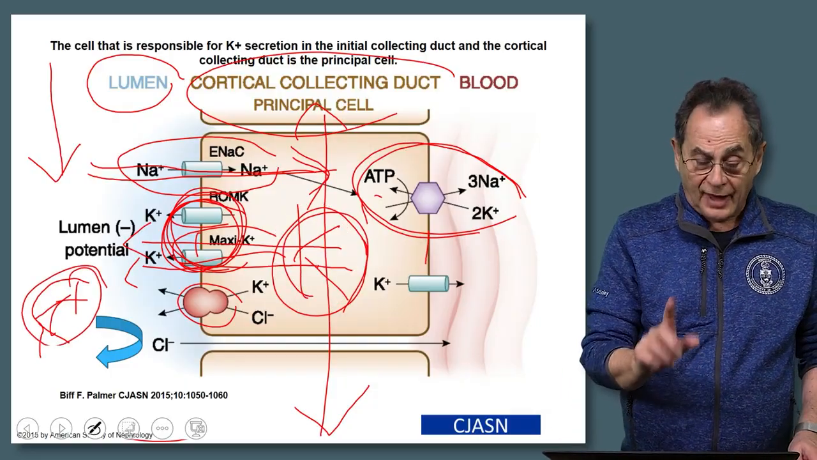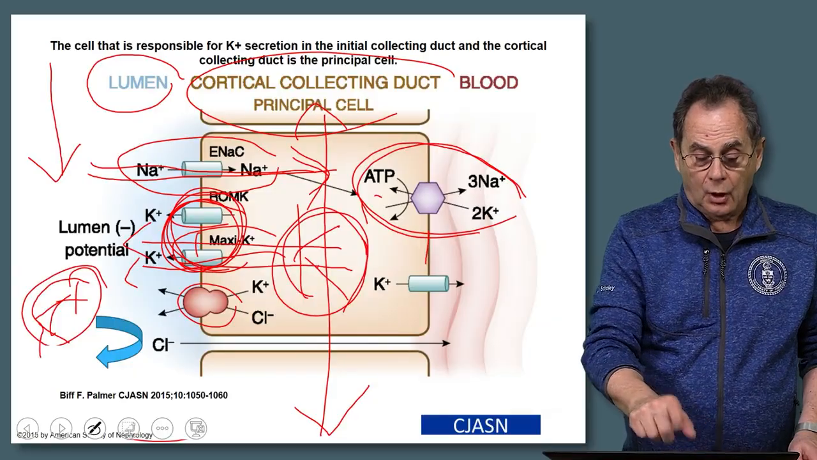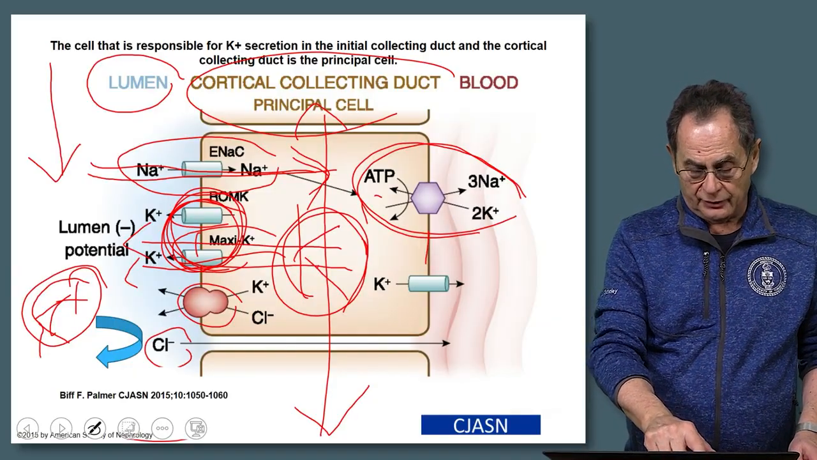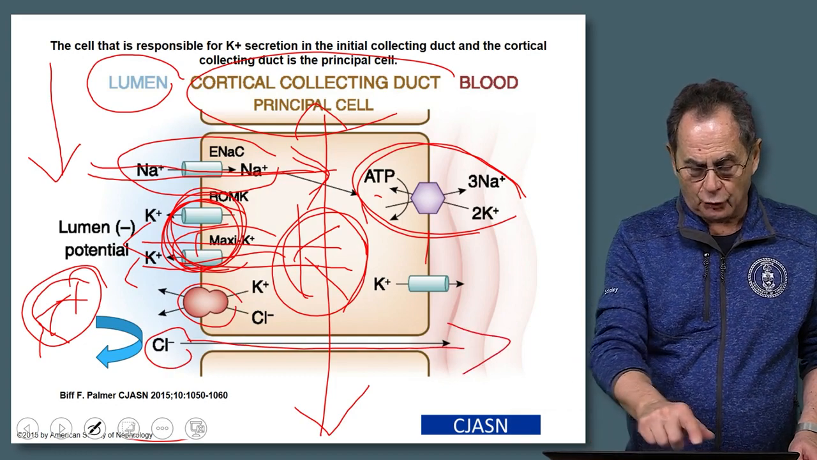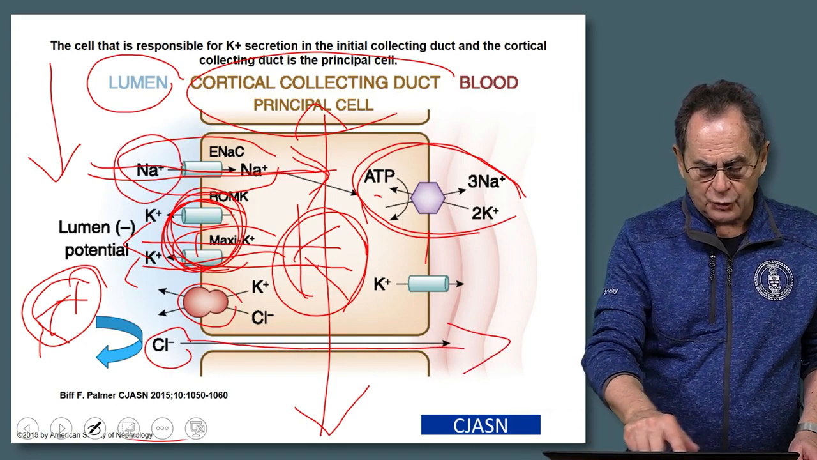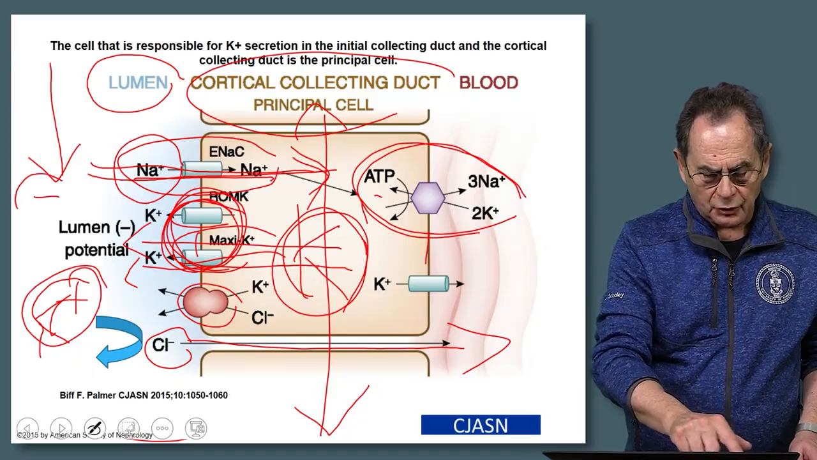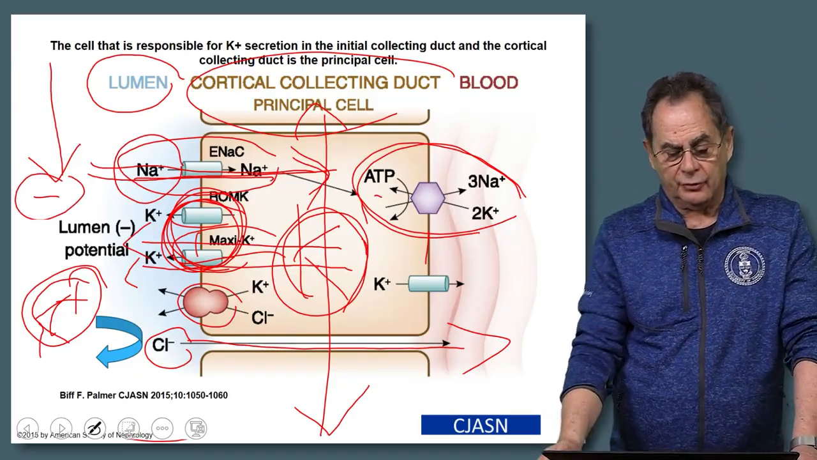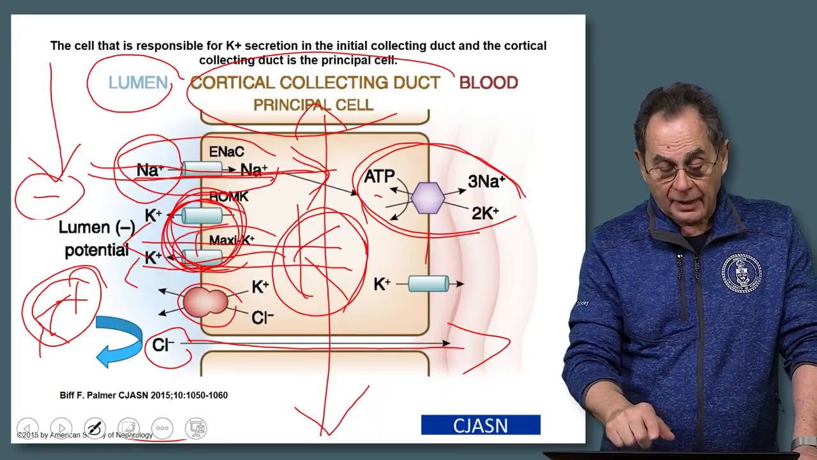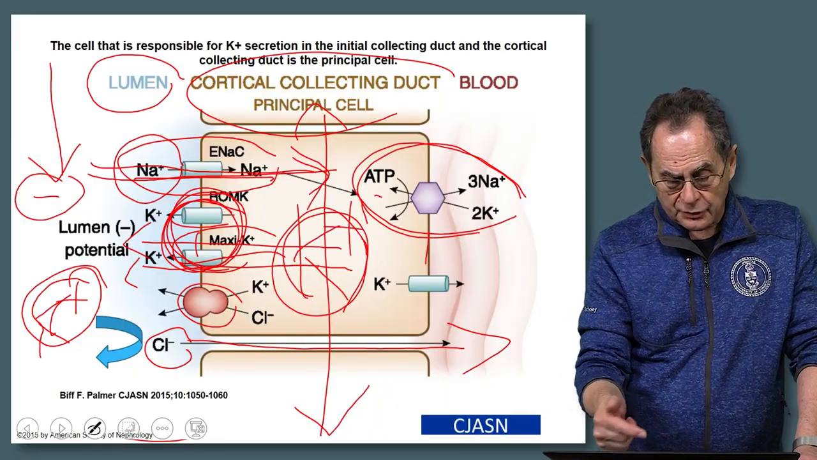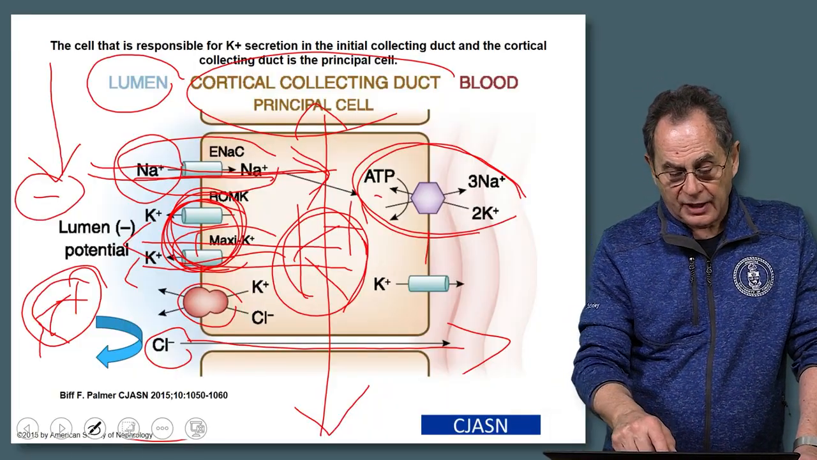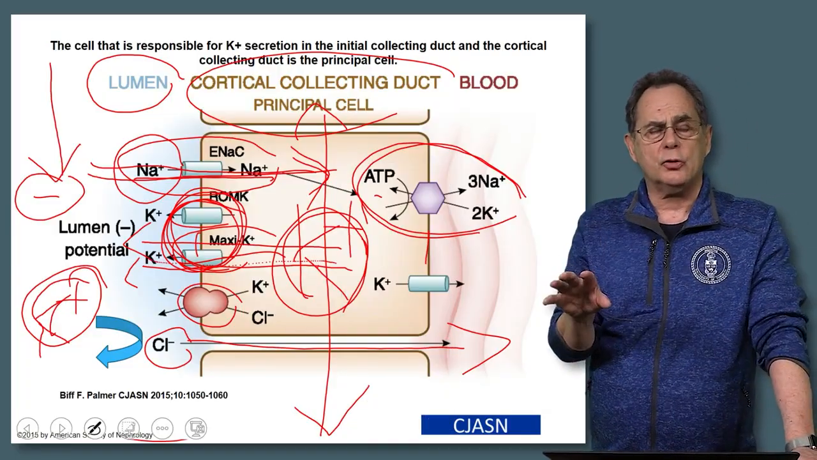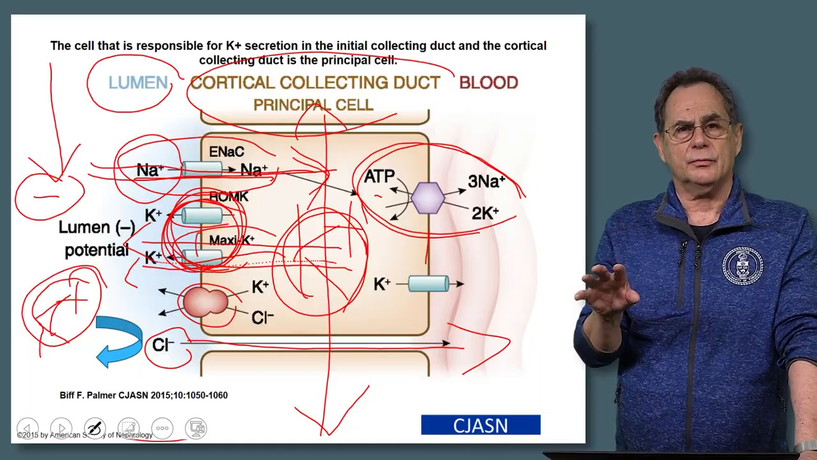Now, the last thing to note is that the cells tend to be relatively impermeant to chloride. There is a paracellular pathway so that when sodium is reabsorbed, the lumen becomes a little bit negative relative to the interior of the cell. And that means that a positively charged particle like potassium can move readily down what we would say a concentration and electrical gradient.